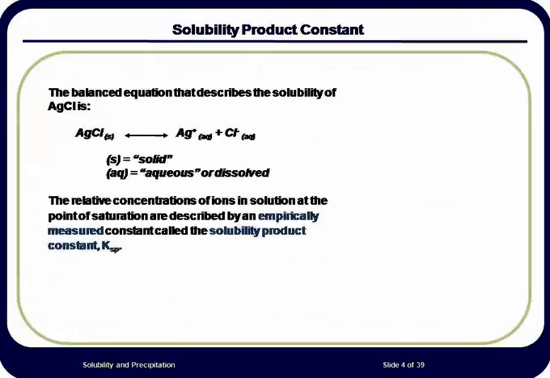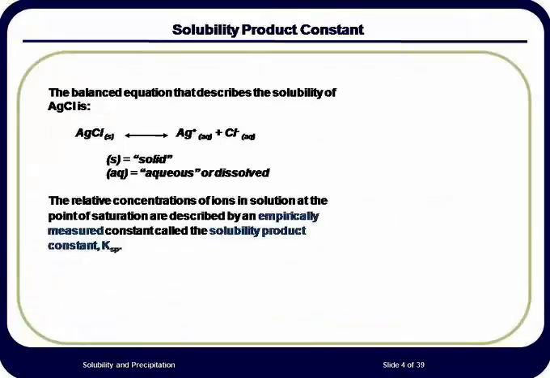If we examine the equilibrium for the silver chloride example from the previous slide, the expression for equilibrium is written as shown here. The solid material is on the left-hand side of the equation, and the ions in solution on the right-hand side of the equation. Note that the subscript S stands for solid, and the subscript A stands for aqueous or dissolved. These subscripts are often omitted as it is usually obvious which is which.